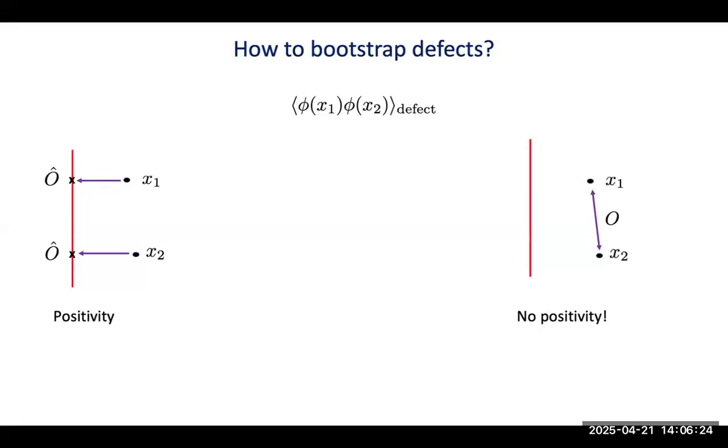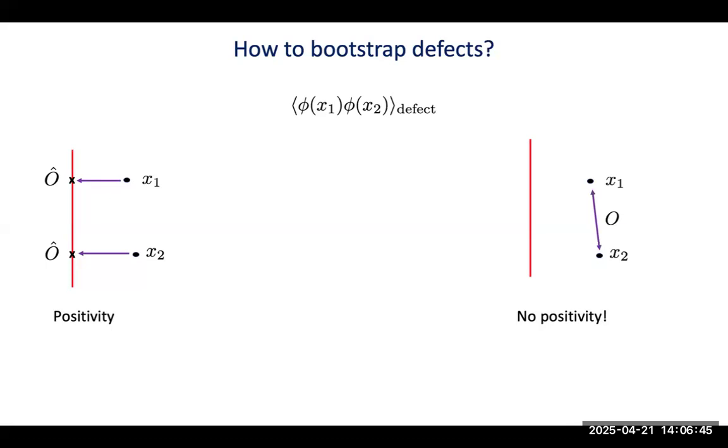Again, you can take the bulk operator and write it as a sum of defect operators, and then take the expectation value of two defect operators. And in this channel, you do have positivity. You have a sum of bulk-to-defect OPE coefficients squared.